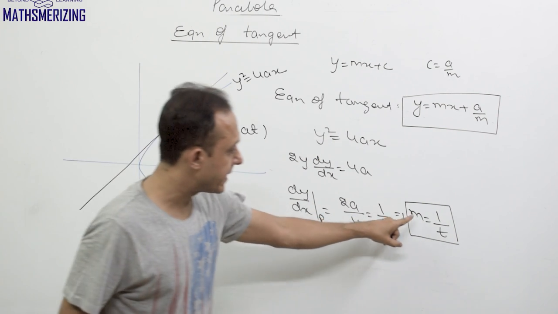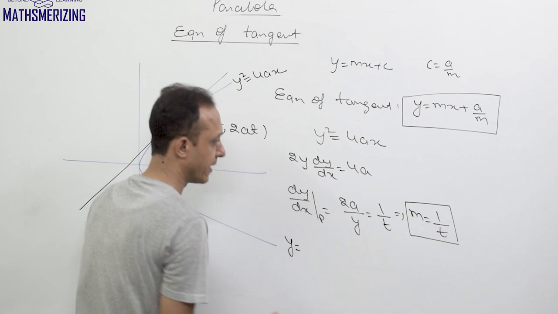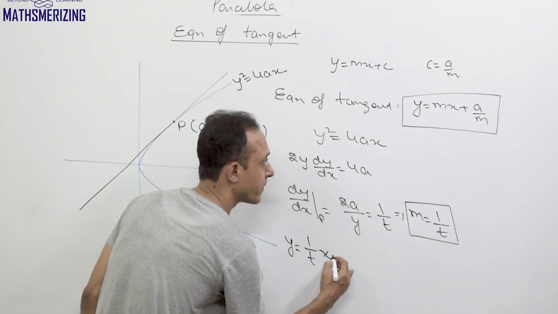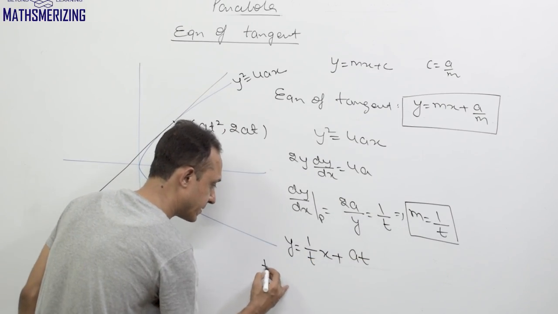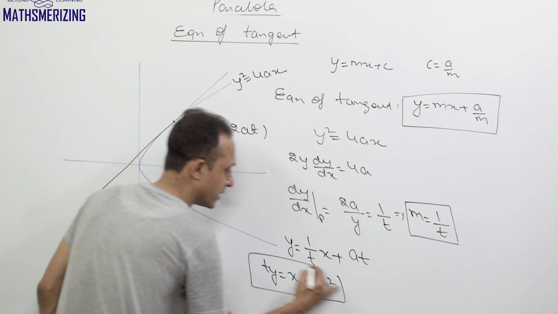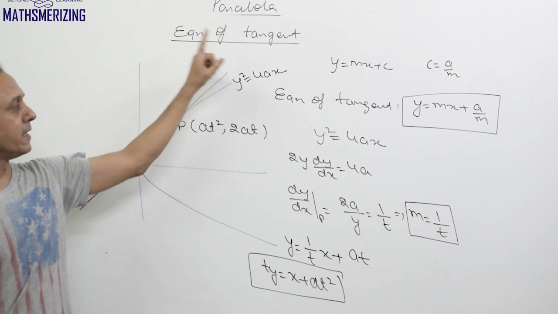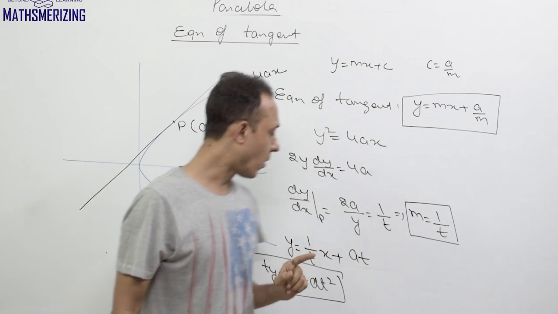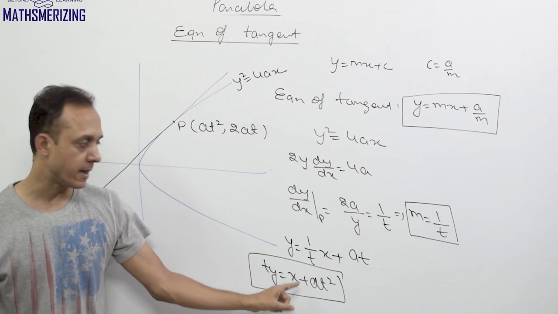So if we replace m with 1 upon t, we can write equation of tangent as y equals, and in place of m, I'll write 1 upon t, so it will be 1 upon t x and then plus at. So we can simply write it as ty equals x plus at square. So for this parabola, y square equals 4ax, we can write equation of tangent either in terms of slope, which is y equals mx plus a by m, or in terms of its parameter t, which is ty equals x plus at square.